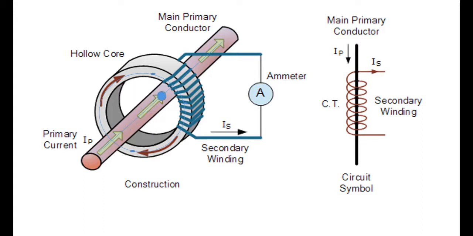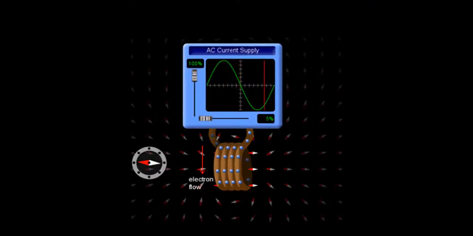Current transformers reduce high-voltage currents to a much lower value and provide a convenient way of safely monitoring the actual electrical current flowing in an AC transmission line using a standard ammeter. The principle of operation of a basic current transformer is slightly different from that of an ordinary voltage transformer.